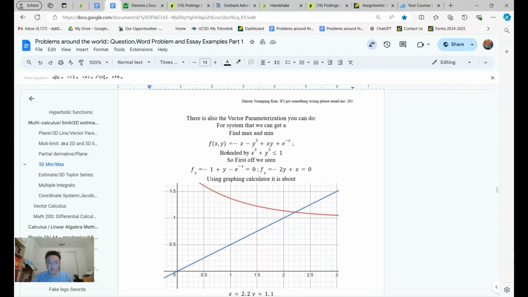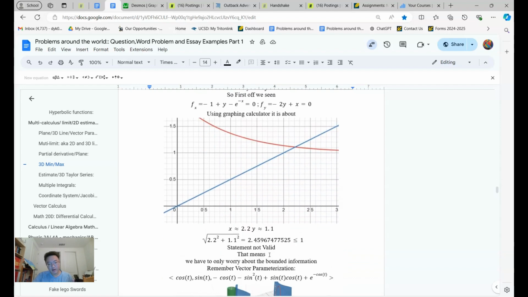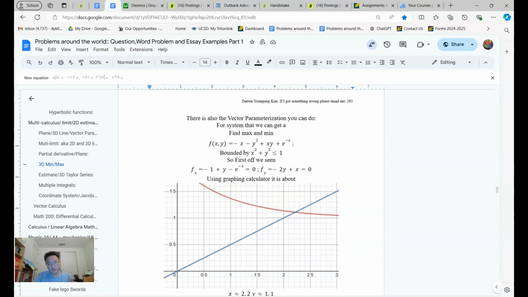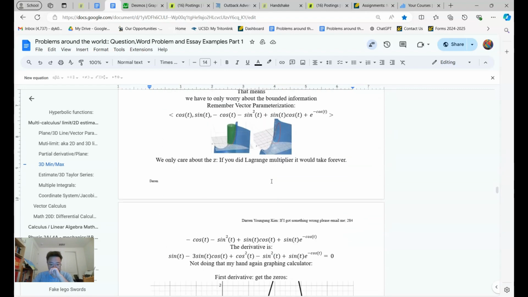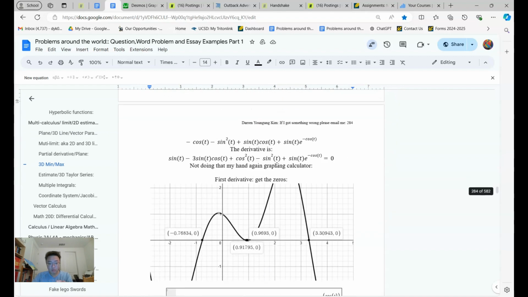Over here is where we do the vector parameterization. This is another way to get a max and min in a boundary. So the first thing I did was get the saddle point, or was going to get it until I realized it was not valid for the bounds over here. The bounds didn't make it valid, so I put the one over here that didn't work.